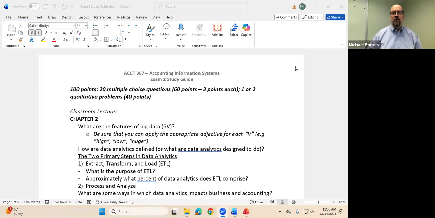Now, I say verbatim, but as long as you're close and somewhere in the ballpark of whatever it is I provided, that's going to be good enough. I'm not looking for word for word definitions, but it does need to be consistent with what I provided when we talked about it in class.